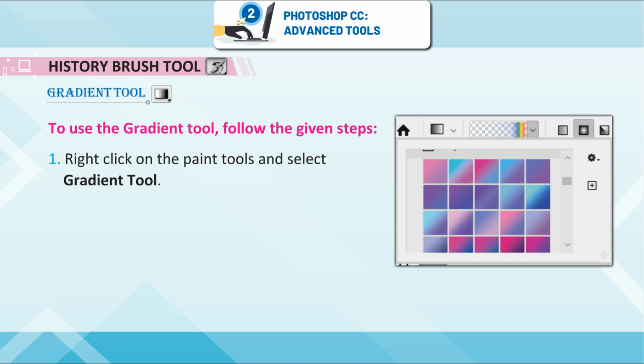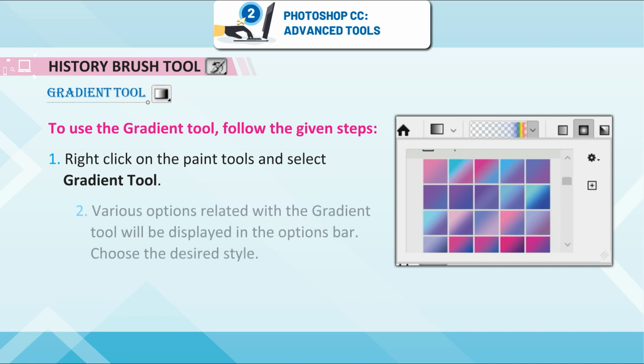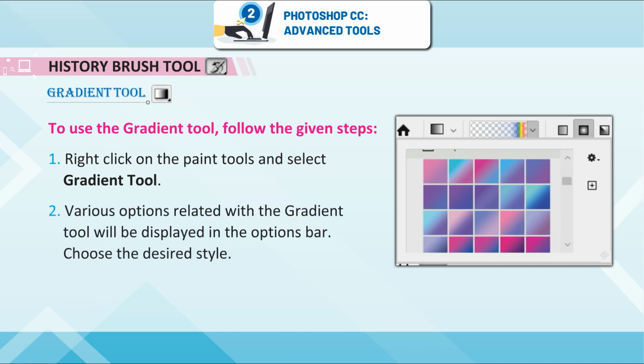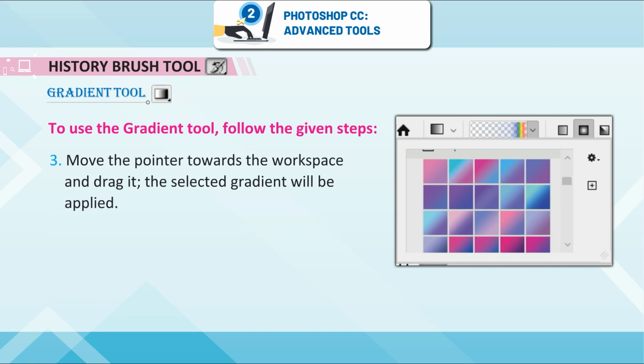Right-click on the Paint tools and select Gradient tool. Various options related to the Gradient tool will be displayed in the options bar. Choose the desired style. Move the pointer towards the workspace and drag it. The selected gradient will be applied.